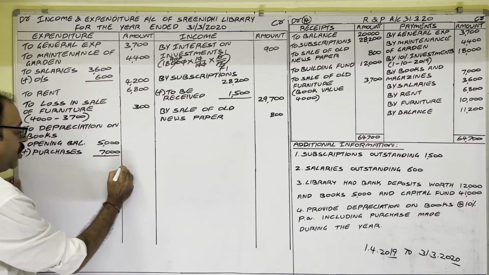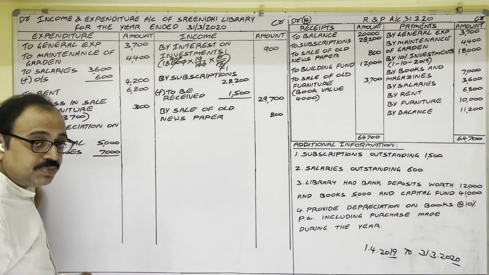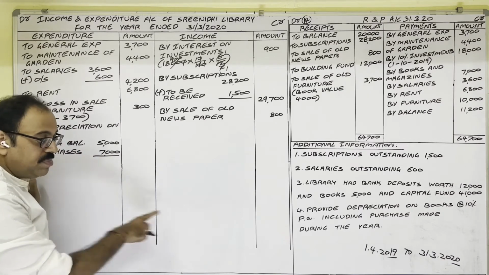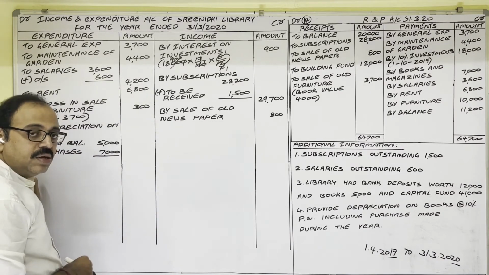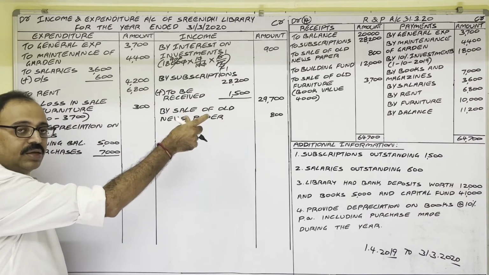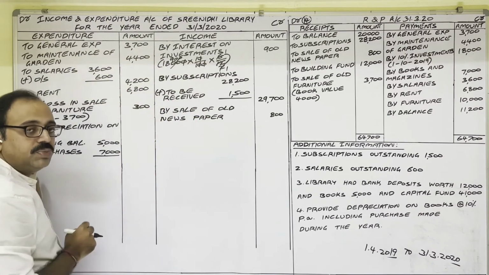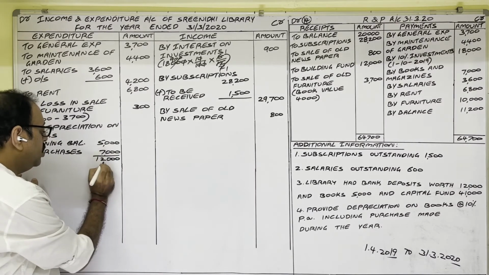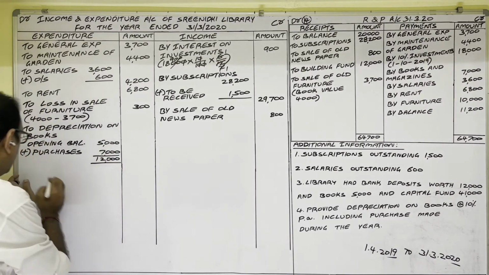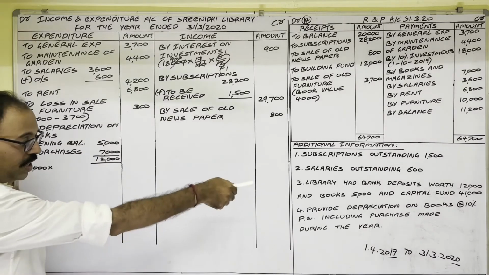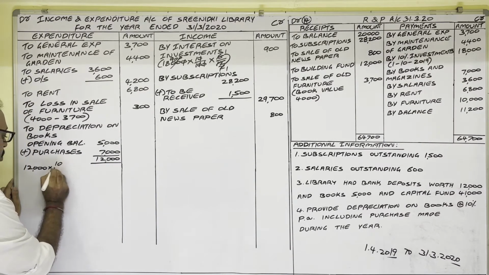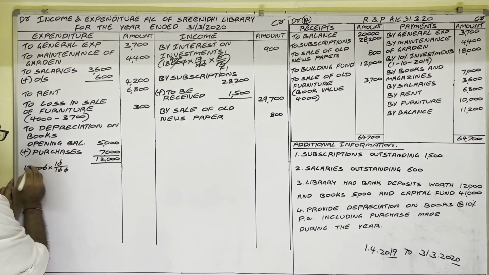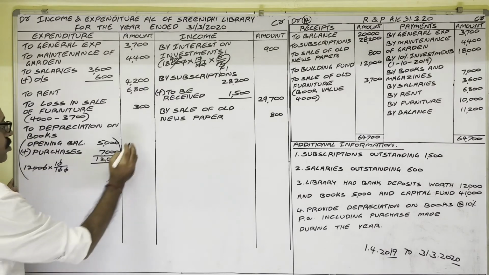Purchase date is not given. Therefore, our assumption is we use these books for the full year; we purchased them on 1st April 2019. If the date is given clearly, then only for the months used we have to calculate the depreciation. Total value 12,000 rupees. On 12,000, 10% depreciation we have to provide. 12,000 into 10 by 100, 1,200 rupees in the outer column.